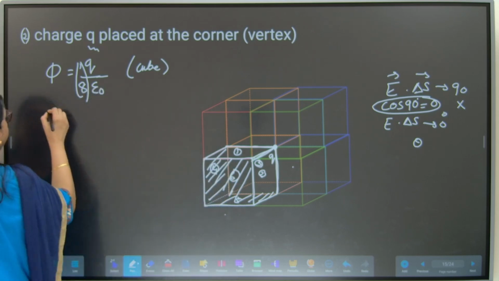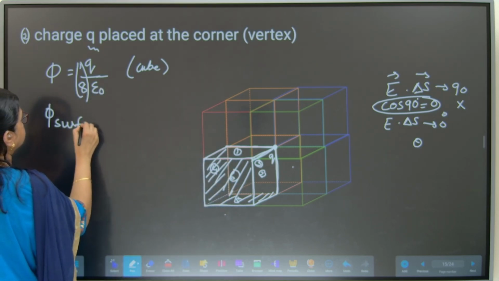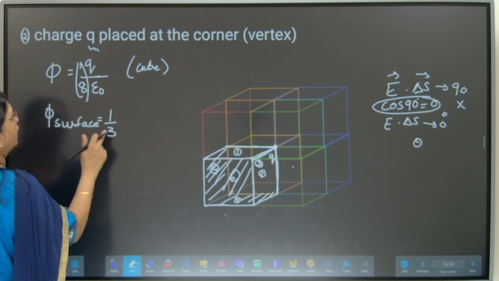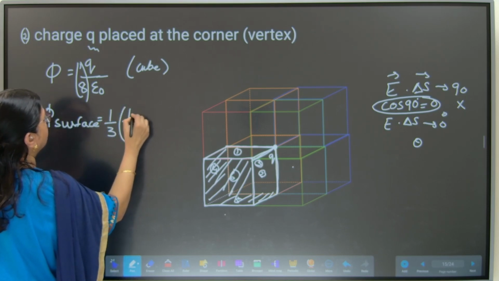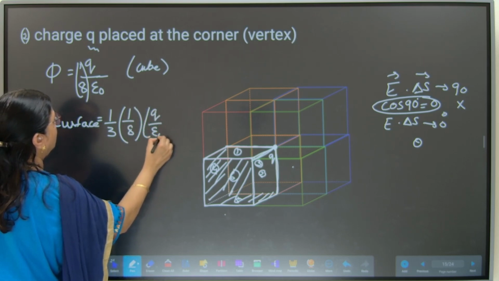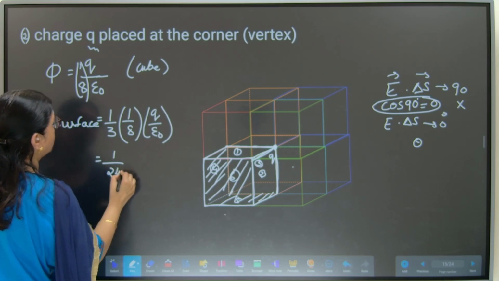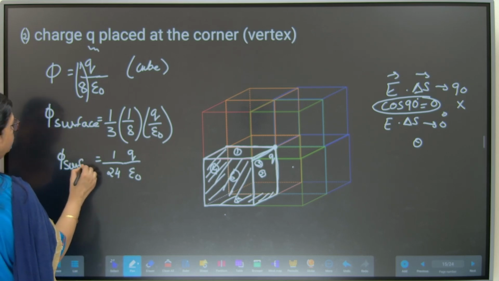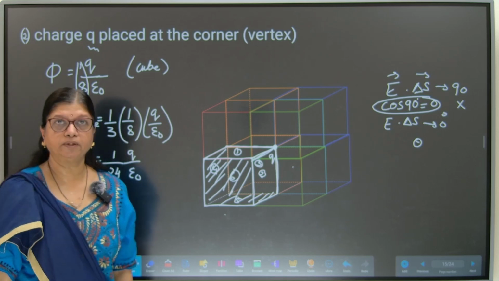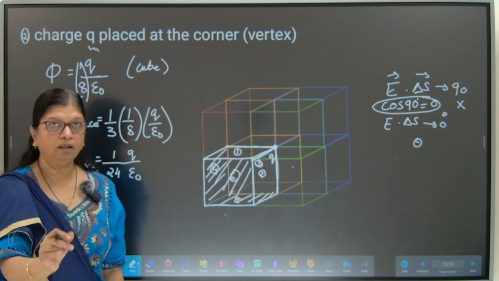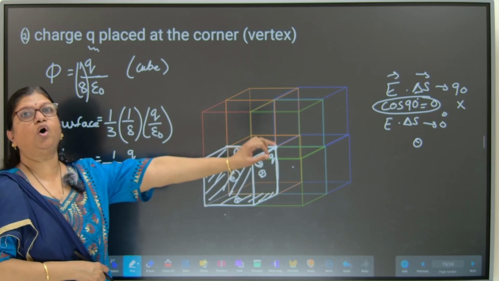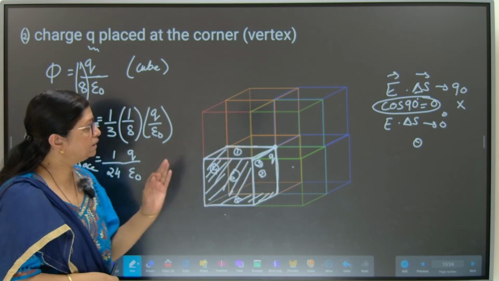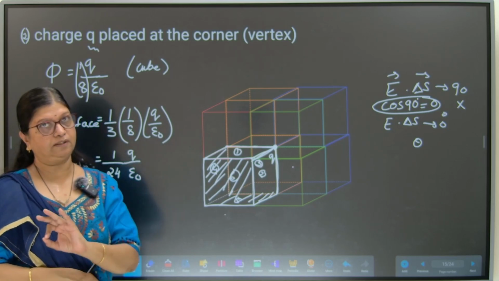So finally, phi for each surface is equal to 1 upon 3, 3 surfaces will have, I can write 3 here also, 1 upon 3 multiplied by 1 upon 8 q upon epsilon naught. So 1 upon 24 q upon epsilon naught is the flux through each surface of the cube arranged, provided the charge is placed at the corner or the vertex of the original cube. The others we have arranged such that we make a closed surface.